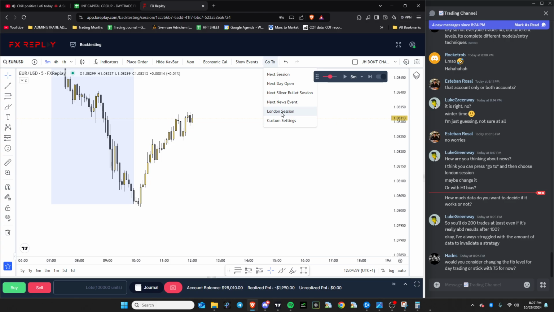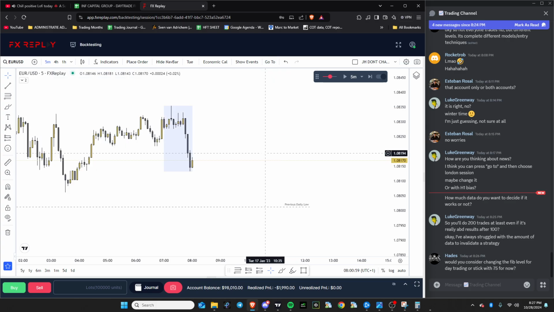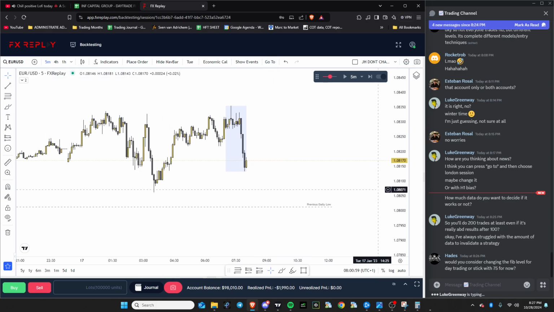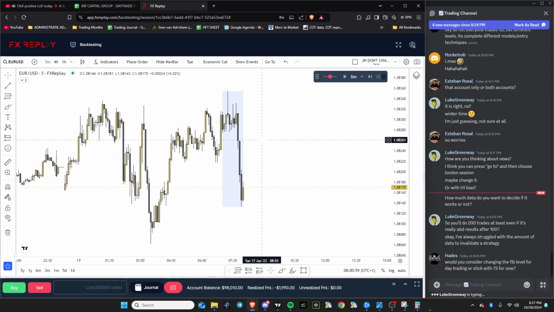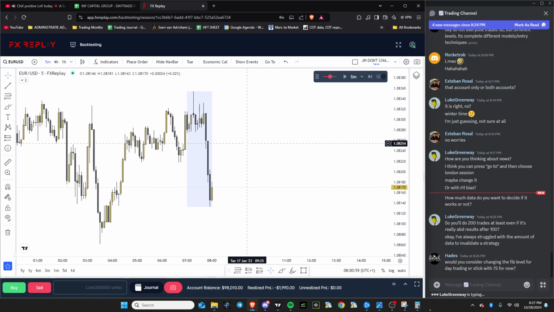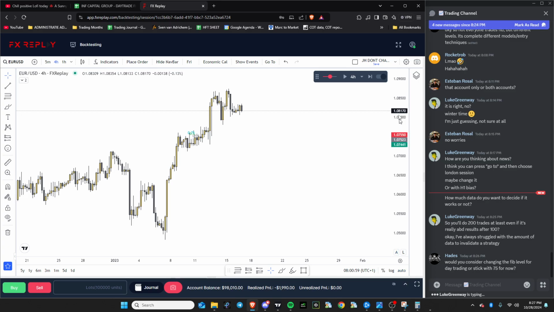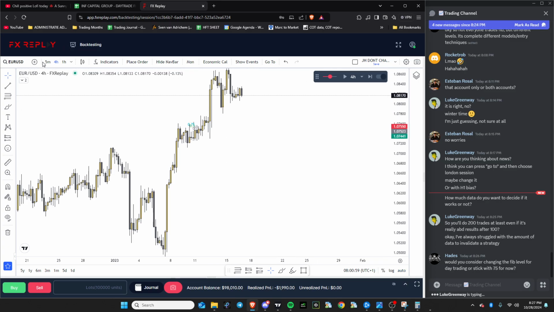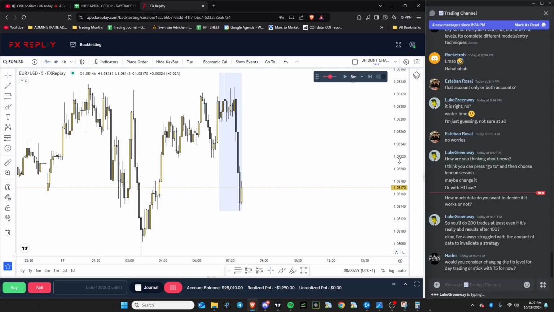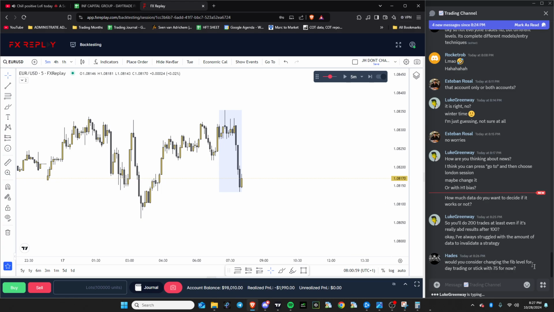I had someone message me the other day that after 5 trades, he got 3 losses and 2 break-evens. And I was like, 5 trades, that's not even nearly enough to determine if something's valid or not. Would you consider changing the fib level for day trading or stick with the 75 for now? For now, I'm just sticking with the 75.